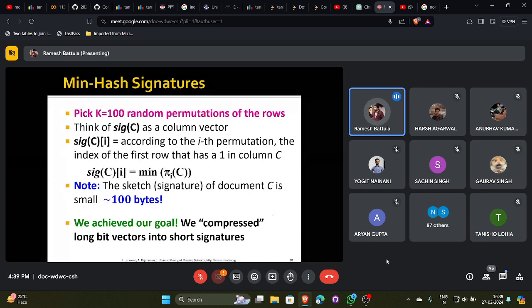The main point to discuss here is to pick k equal to 100 random permutations of the rows. You have to find the signature of C as a column vector, and with the help of that you calculate the signature of C, which is equal to min of pi of C. Finally, we are compressing long bit vectors into a short signature. We have so many shingles, we are reducing them and creating signatures, and the signatures come to a very small value.